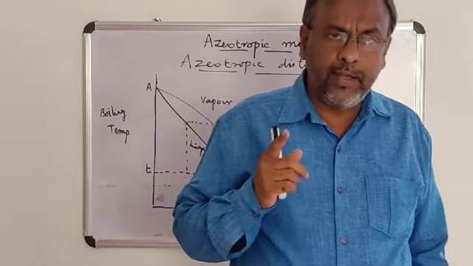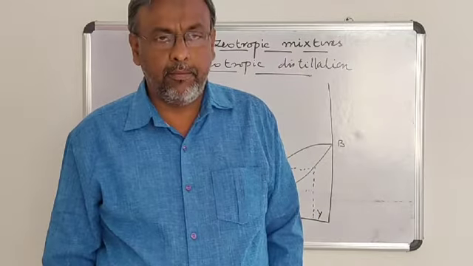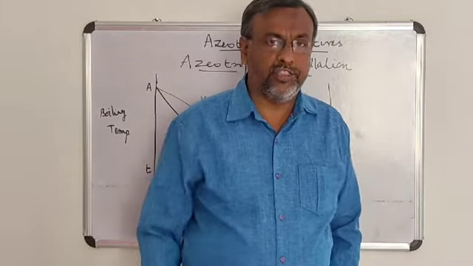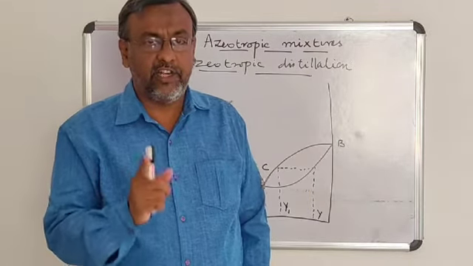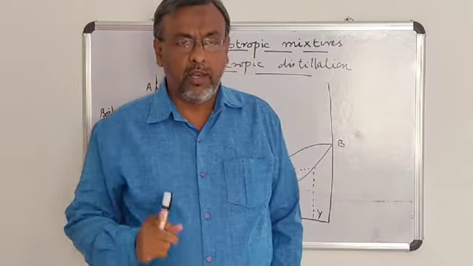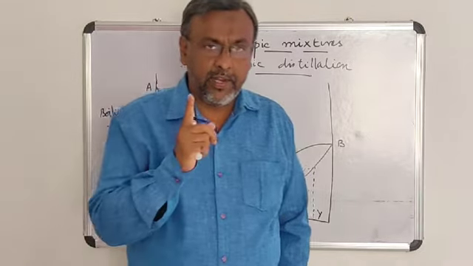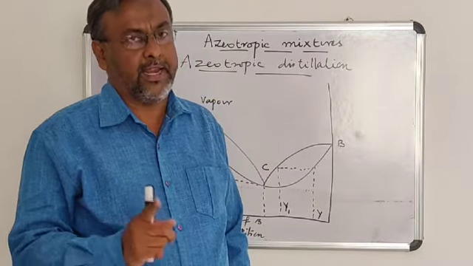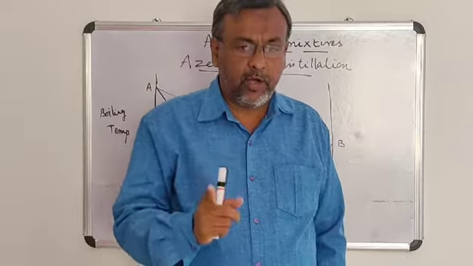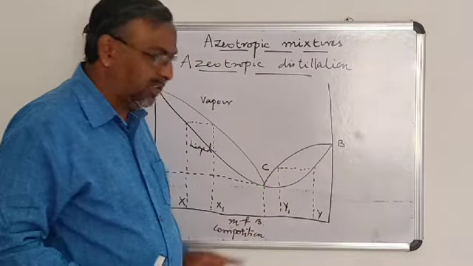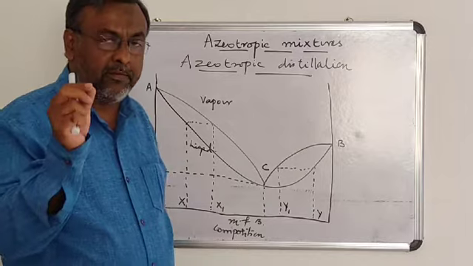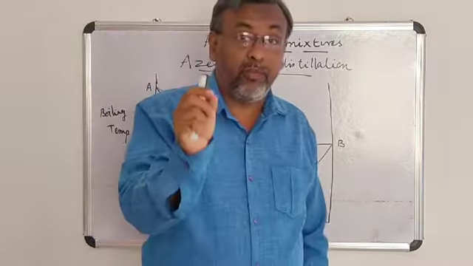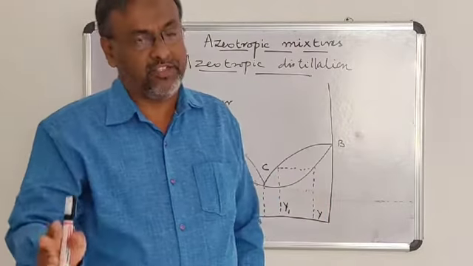So in azeotropic distillation, the mixture containing two different liquids at a particular composition will distill over as a single compound, like a pure compound, at a particular temperature, that is called the constant boiling temperature. A solution of constant boiling temperature, here represented by C, has a minimum boiling point at a temperature T, and this type of mixture is called an azeotropic mixture.